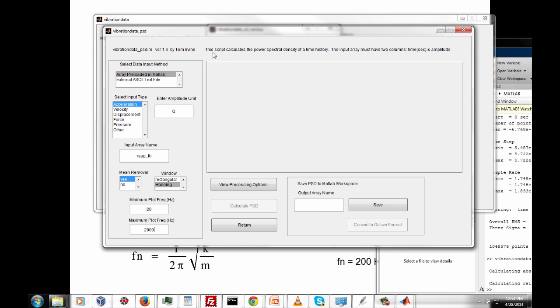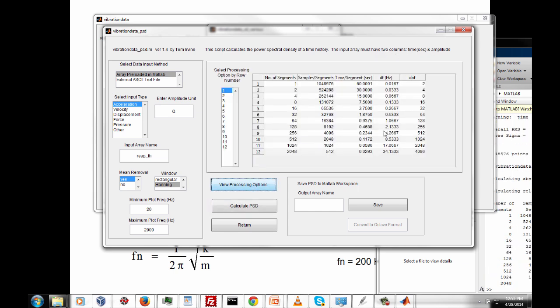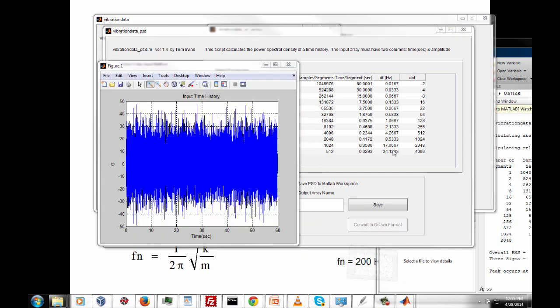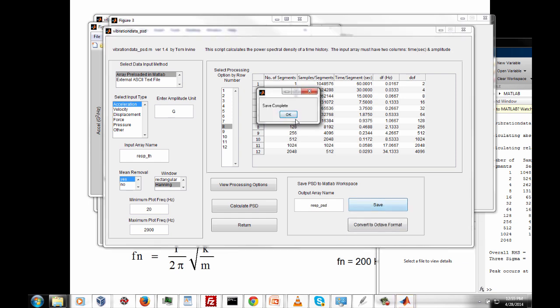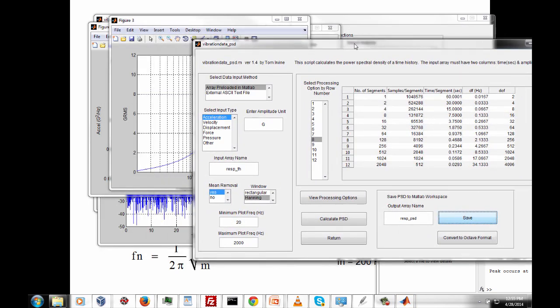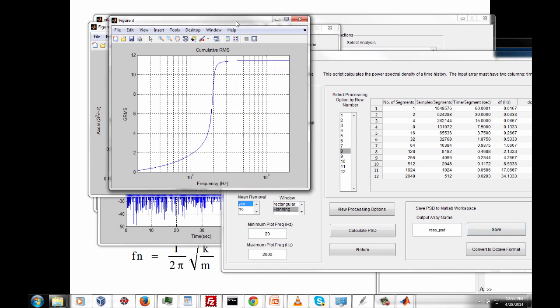So again, this is a review, but this script calculates the power spectral density of a time history. The input array must have 2 columns, time in seconds and amplitude. For the processing options, we're again going to do the case where we have a delta F of about 2 hertz, which is row 8. Okay. Calculate the PSD. And before I forget, we're going to save this. So we're going to save this as response, RASP for response underscore PSD. Let's save that. That's now completed the save. Cumulative RMS function.